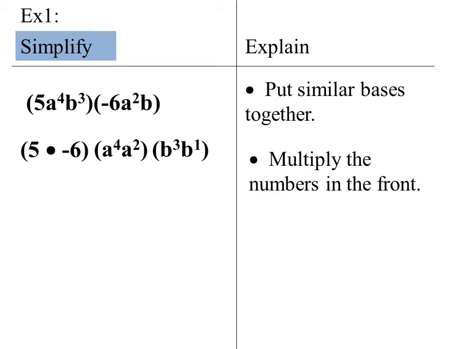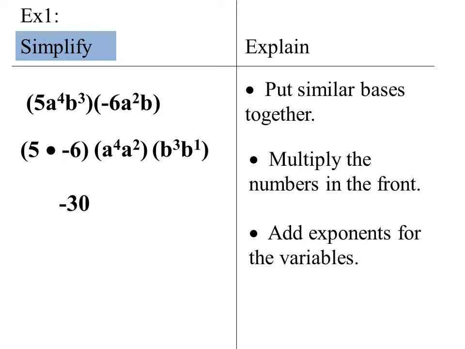Multiply the numbers in front. So I have 5 times -6. That should give me -30. And then, of course, I'm going to add my exponents. A to the fourth times A to the second should give me A to the sixth. And then B to the third times B to the first should give me B to the fourth. Remember, put the similar bases together, multiply the numbers in front, add the exponents of the bases that are the same.